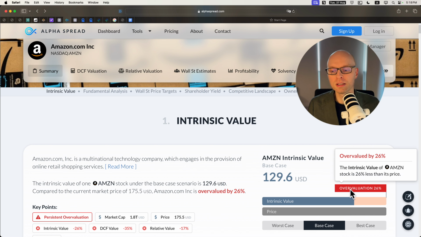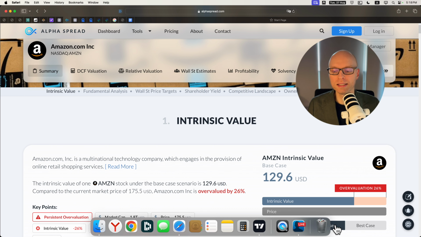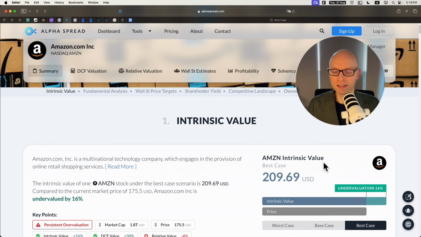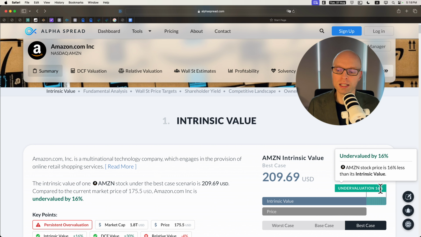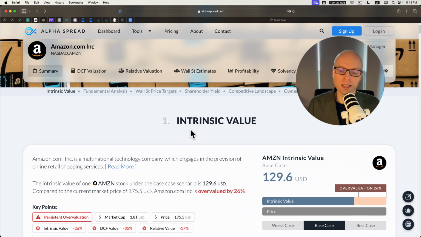So at the moment they believe it is overvalued by 26%, and this is their base case. If you want to see the best case, it is undervalued by 16%. So it tells you that you have to do your own research and not use only one website to work out a fair value of the company.